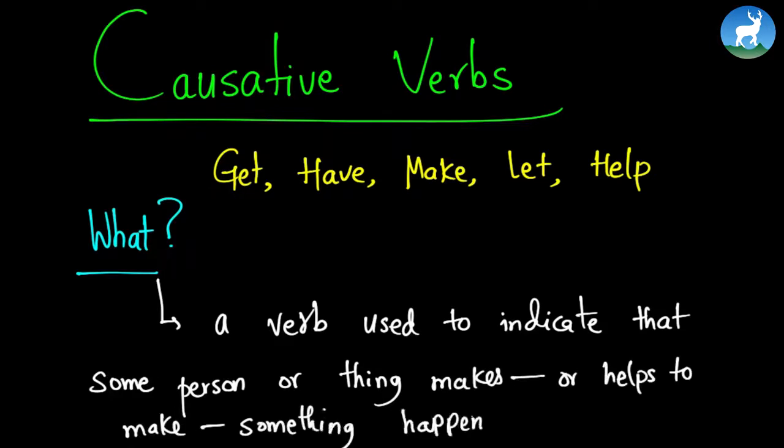Sounds complex? Well, it does sound a bit complex, but it is not, believe me. So it's a verb. I'm repeating it once again. A causative verb is a verb used to indicate that some person, remember this, we call this person an agent, or thing, we call this no agent, makes or helps to make something happen. So someone is doing something and something is happening, or something makes something happen. Sounds very complex, but it is not.